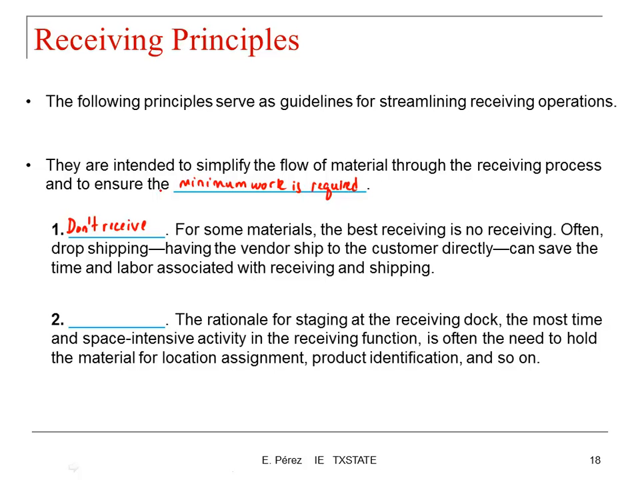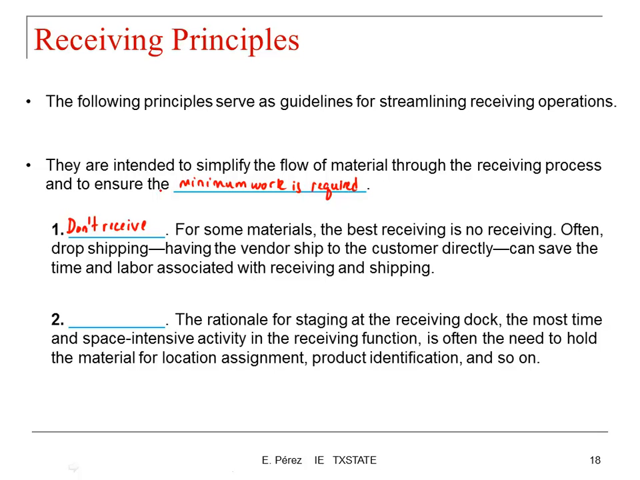Often, drop shipping. Having the vendor ship the customer directly can save time and labor associated with receiving and shipping. So there will be cases in which that allocation of the items into your warehouse is not necessary. So you can skip that. And for those cases, that will save you some money, space in terms of space and personnel requirements. So you might find those cases also in practice.